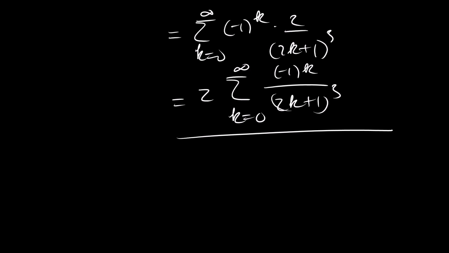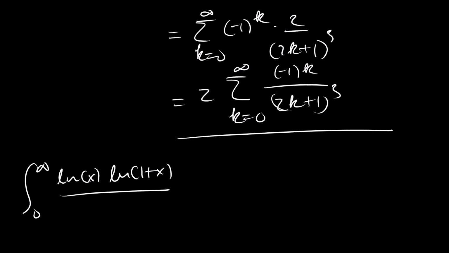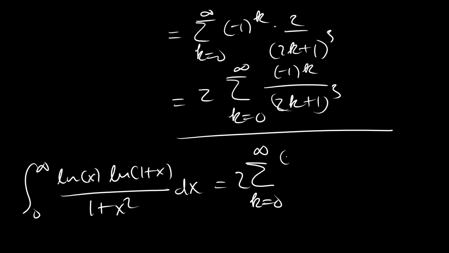So in other words, the integral from 0 to infinity of the natural logarithm of x times the natural logarithm of 1 plus x, over 1 plus x squared, is equal to twice the summation from k equals 0 to infinity of negative 1 to the k over 2k plus 1 cubed, which is the same as pi cubed over 16.